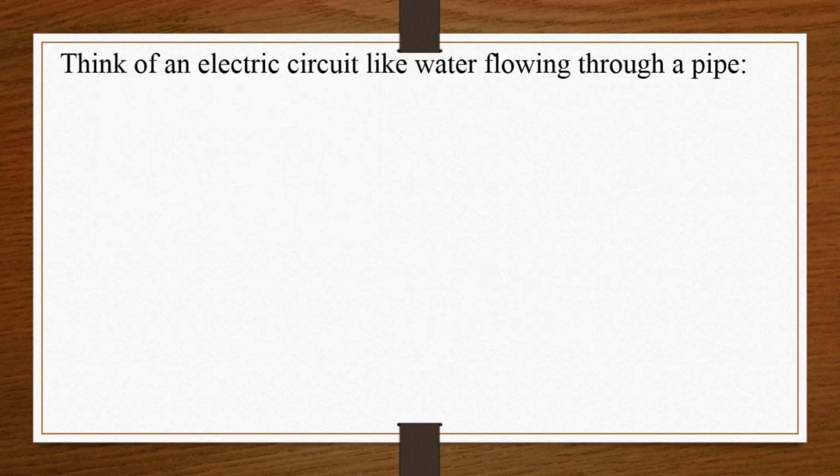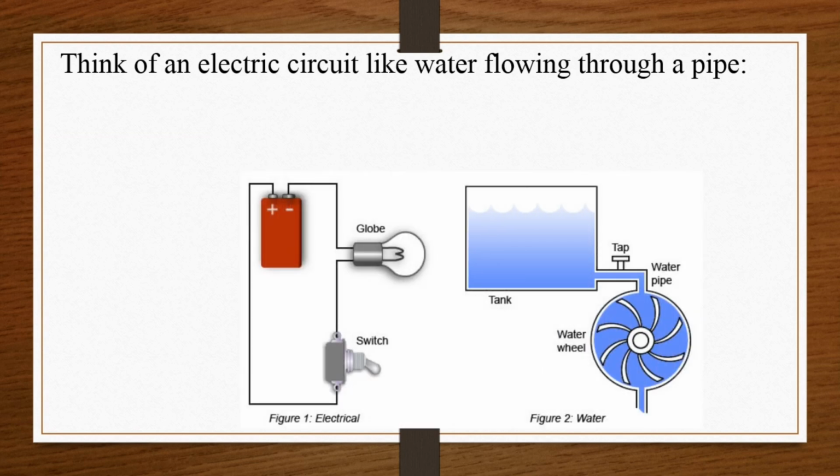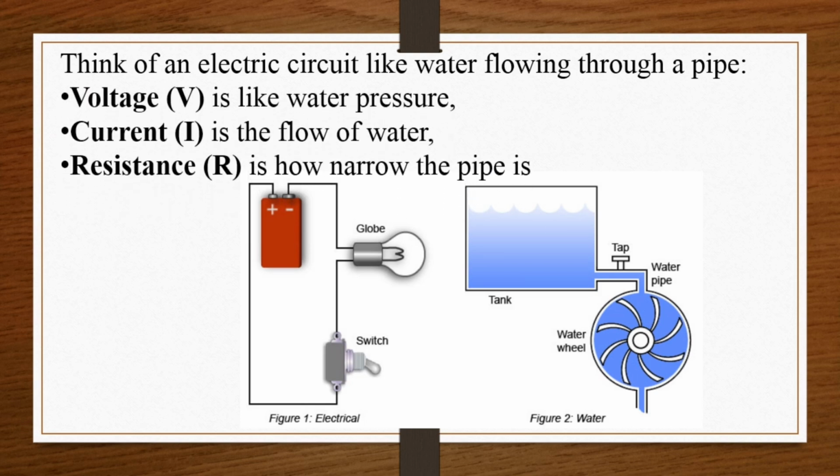Think of an electric circuit like water flowing through a pipe. Voltage is like water pressure, current is like the flow of water, and resistance is how narrow the pipe is. So, if you increase the pressure, that is voltage, more water, that is current, flows. But if the pipe is thinner, that is higher resistance, less water flows.